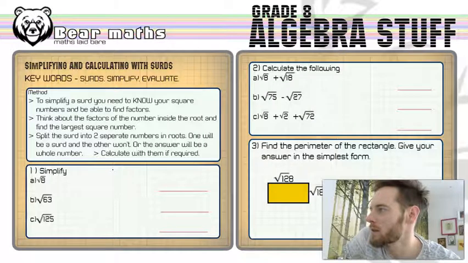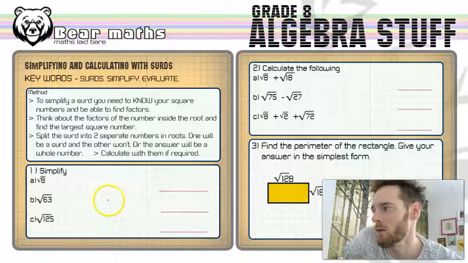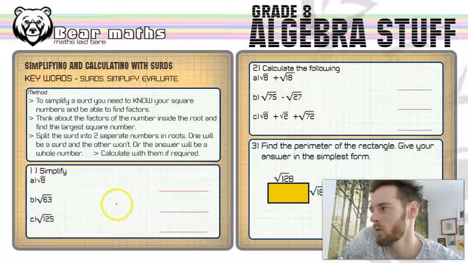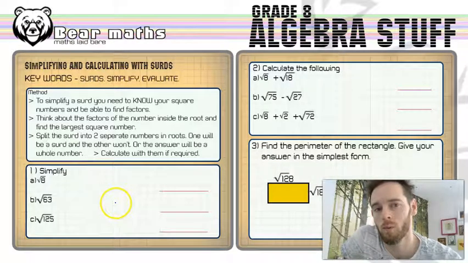Now the method states to simplify a surd you need to know your square numbers and you need to be able to find factors. Think about the factors of the number that's inside the root, find the largest square number. Split the surd into two separate numbers in roots. One will be a surd, the other one won't, or the answer will just be a whole number, and then we calculate with them if we're required to.